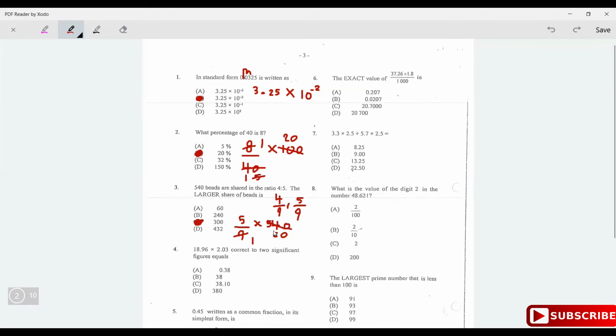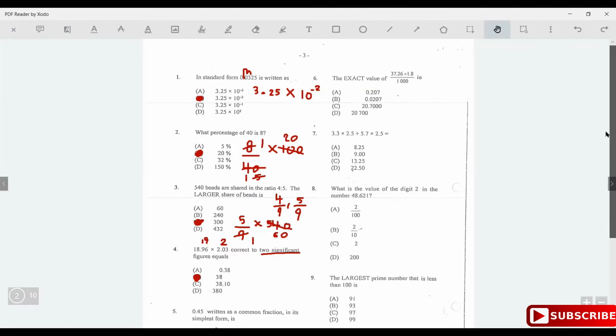Nice and easy. It says evaluate 18.96 times 2.03, correct to two significant figures. Look at 18.96 as 19, the two significant figures. 2.03 is 2. 19 times 2 is 38. So the answer is 38. Nice and easy, because it said to two significant figures.